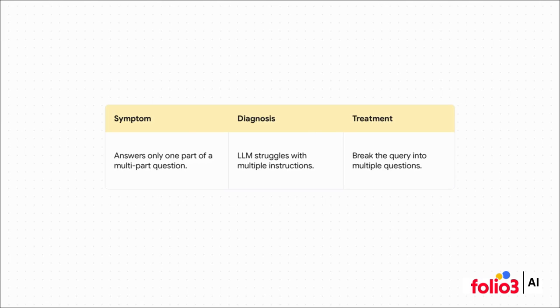And our final failure point. The user asks, what's the summary of document A, B, and C? And the model only tells you about document A. Just like with formatting, models can get overwhelmed by too many instructions at once. The solution? Break it down. Turn that one big, complex question into 3 simpler questions behind the scenes. Then stitch the answers together for the user.